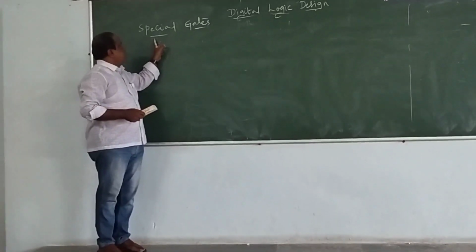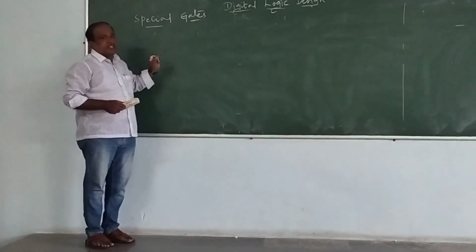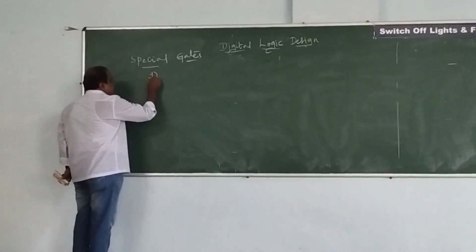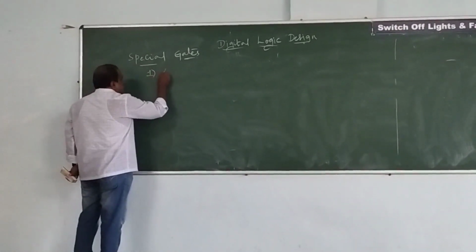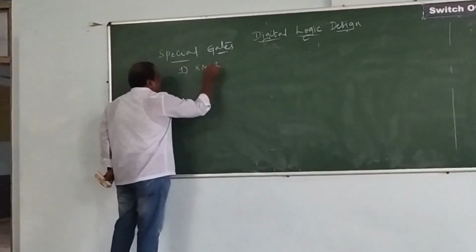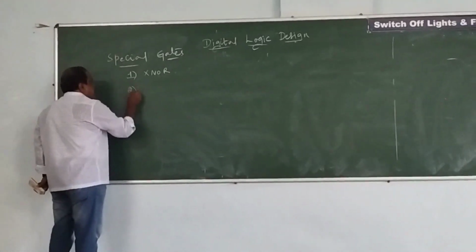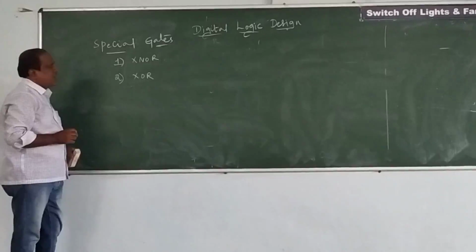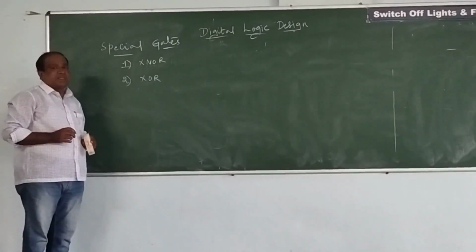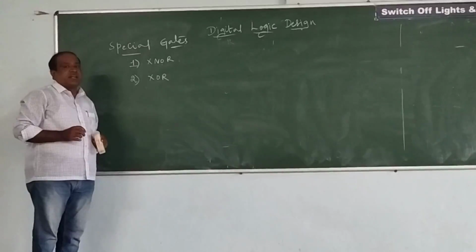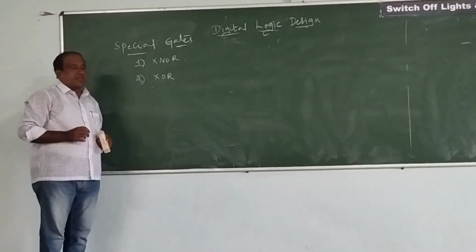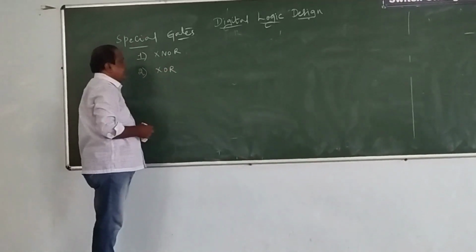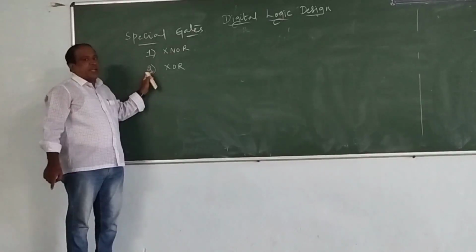Next we are going to study the special gates under digital electronics. After the universal gates we have the special gates. The first one is called the XNOR gate, and the second one is the XOR gate. XNOR and XOR are the special logical gates under digital electronics. First let me go with the XOR and then we go with the XNOR.